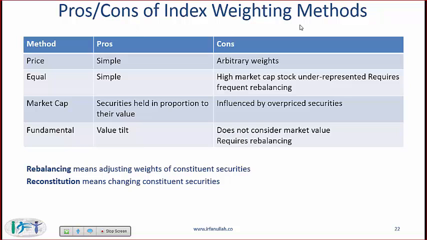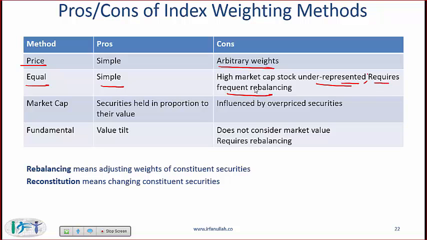Pros and cons of different index weighting methods, and I think this is testable. The price method, where the weight is based on price, is simple, but the weight is arbitrary. It's just based on the stock price. Equal weighted is simple. High market cap stock is underrepresented, and this method requires frequent rebalancing.